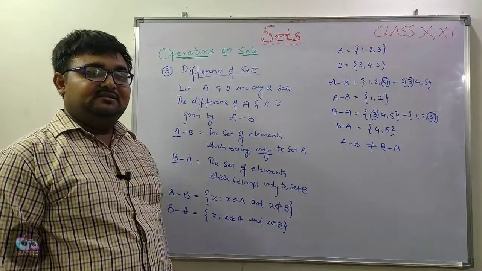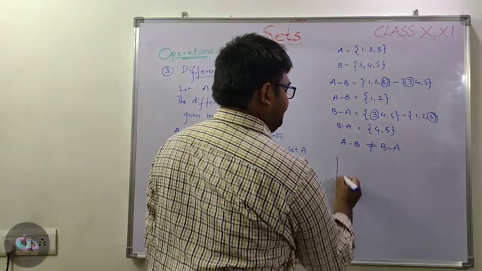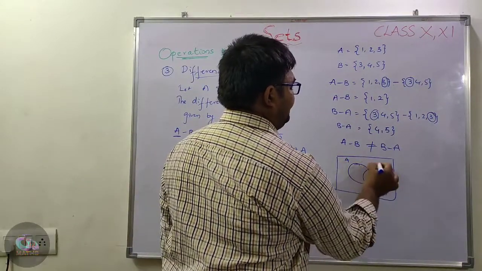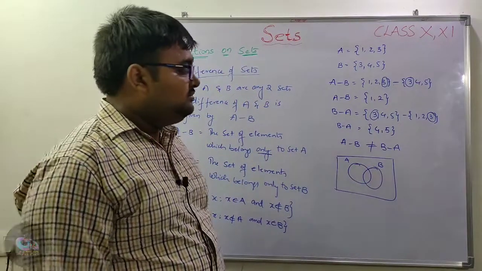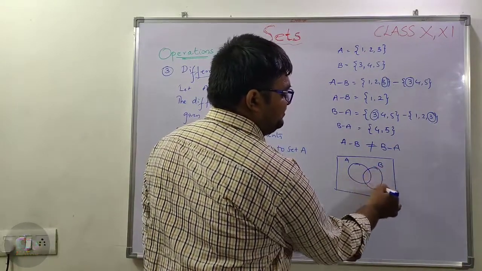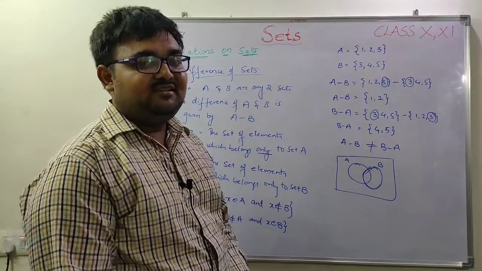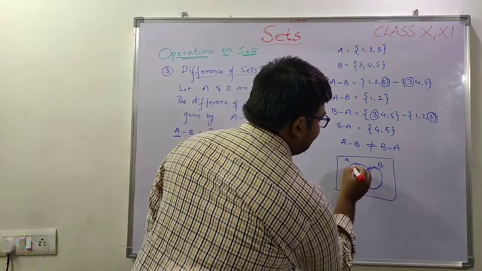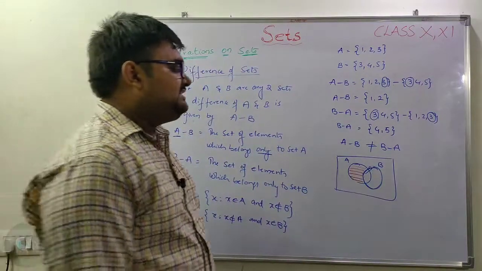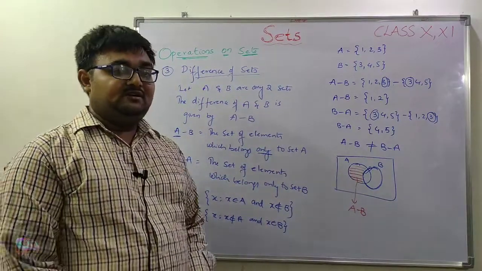If you want to see the Venn diagram representation of A minus B, you consider the universal set inside which you draw set A and set B. For A minus B, we should not consider the part B. So this total part is B. Other than B, whatever is left, we treat as A minus B. So this part which is left over, without B, is called A minus B.